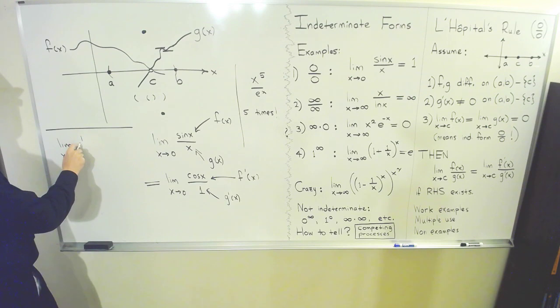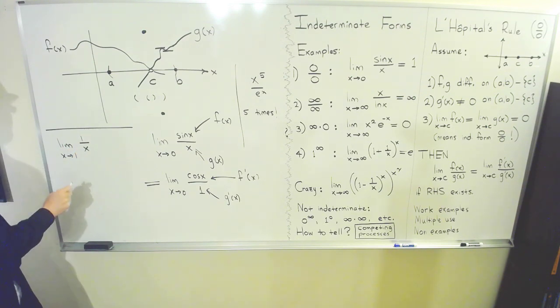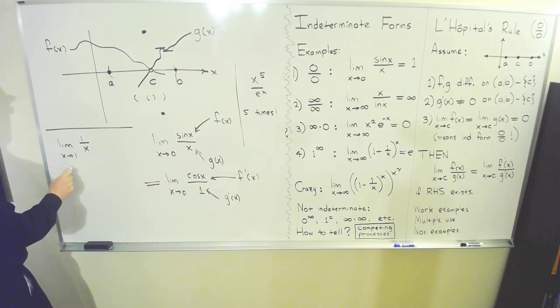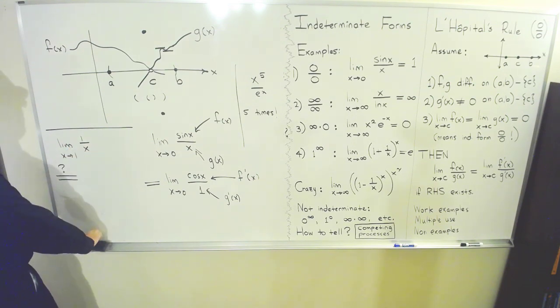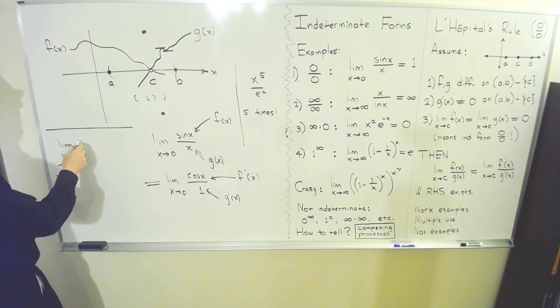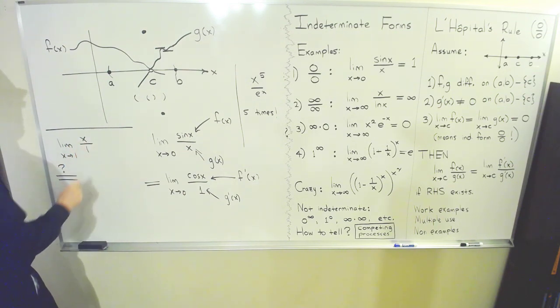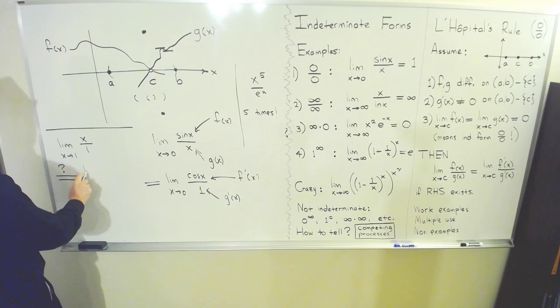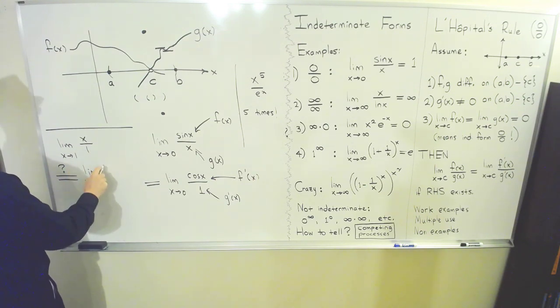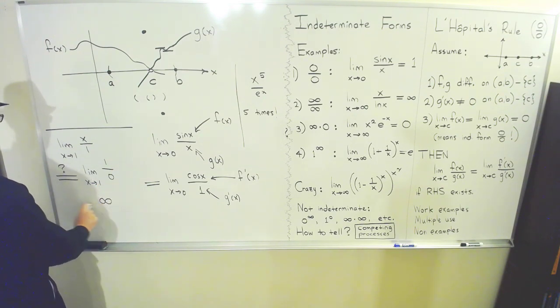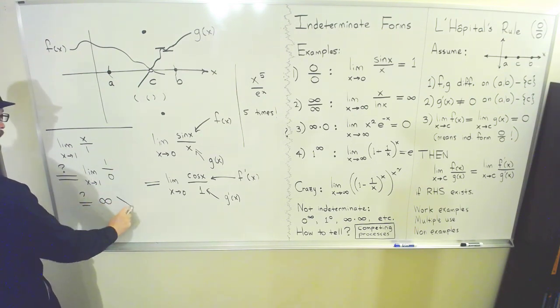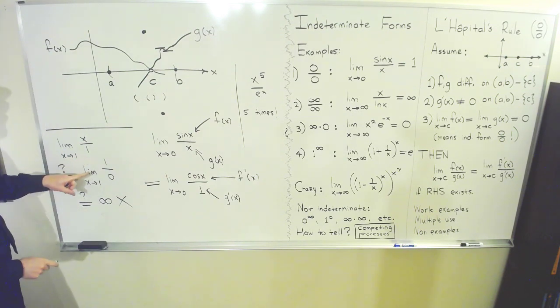No, I think it was 1 over x. Can't remember. And what I wrote, I wrote the question mark here. If we try to apply L'Hopital's rule, no, it was the other way around. That's right. It was x over 1. If we try to apply L'Hopital's rule, x goes to 1 here, and then we get a 1 over 0, and we get the wrong answer here.